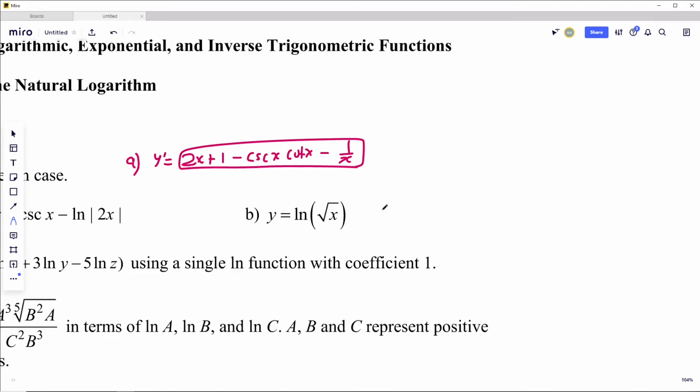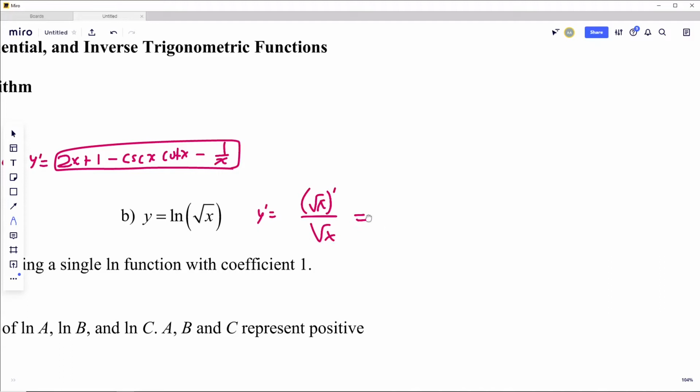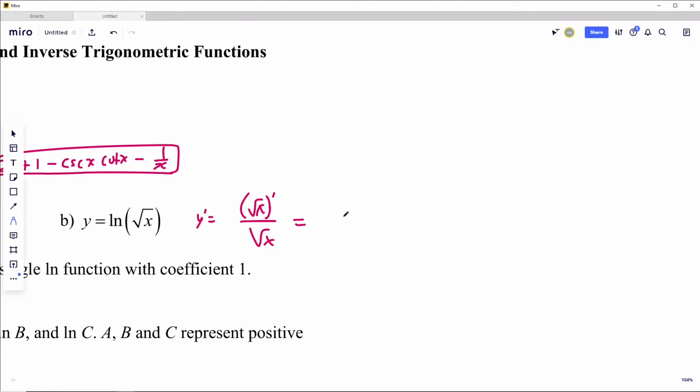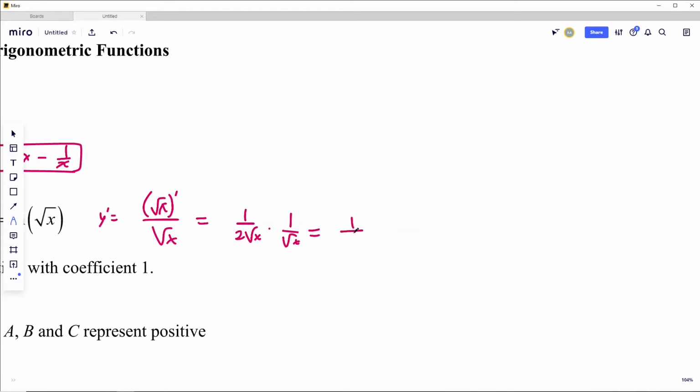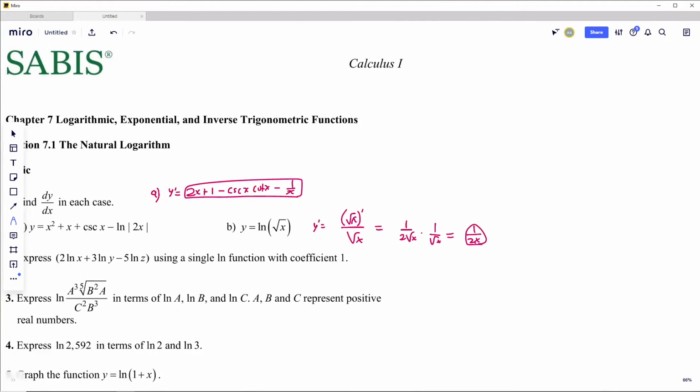For this one, y prime is the same thing as up. It's the derivative of here up, so the derivative of this over square root of x. The derivative of that is going to be 1 over 2 square root of x times 1 over square root of x, which is going to be 1 over 2x, pretty much. And that's it for the first one.